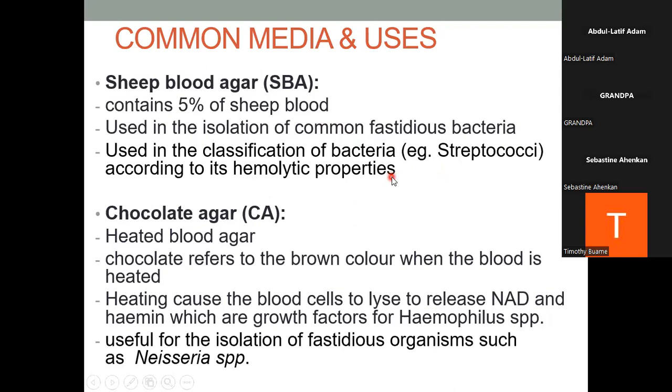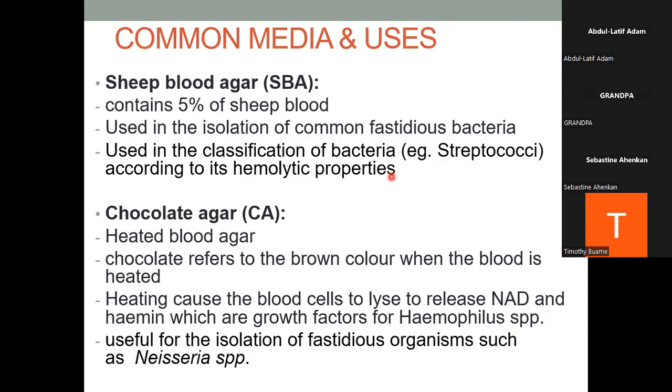Now, one of the commonest media we use in microbiology is sheep blood agar. With sheep blood agar, you know that you can use nutrient agar as a base. You can use brain heart infusion agar as a base. You can use Columbia agar as a base. You can use any of what we call basal media, like nutrient agar, which don't contain so many nutrients. They become your basal media. And then when you add blood, it becomes blood agar.